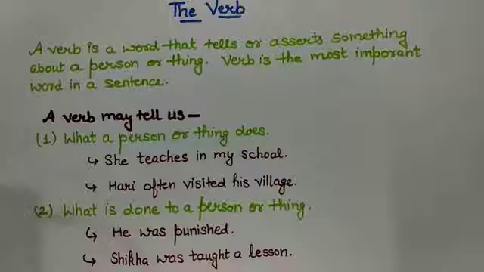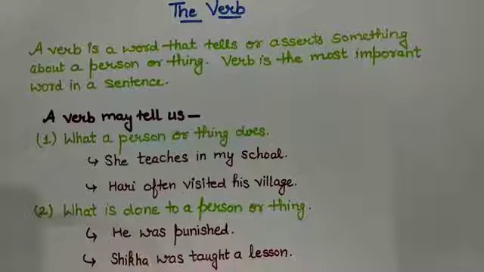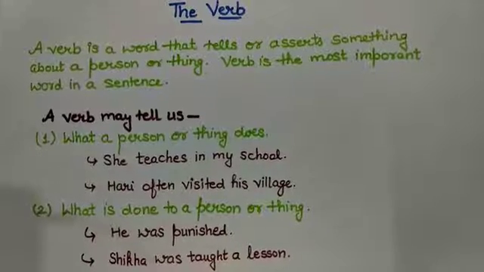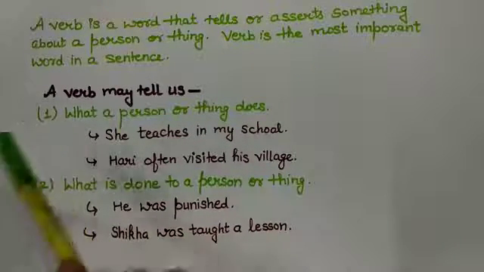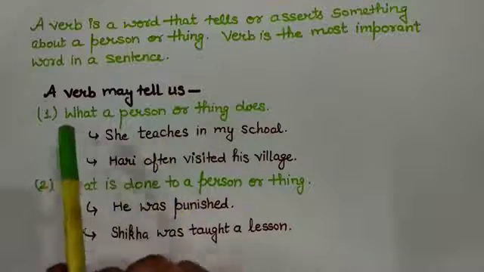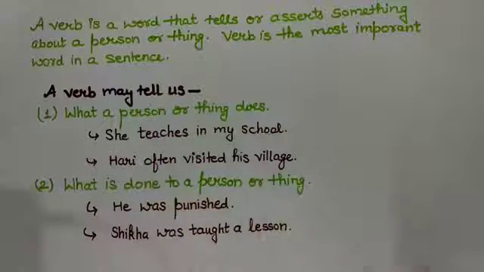Now, the first and foremost thing in verb. What is a verb? A verb is a word that tells or asserts something about a person or a thing. Actually, the verb is the most important word in a sentence. A verb shows what is happening in the sentence. In a sentence, a verb may tell us what a person or thing does.